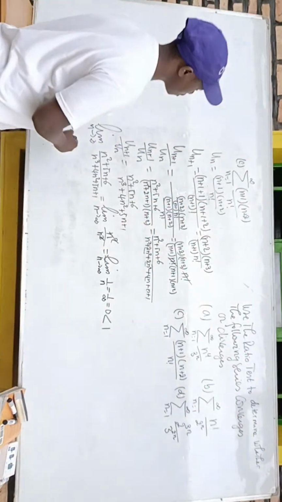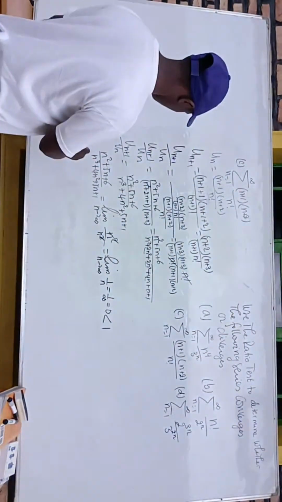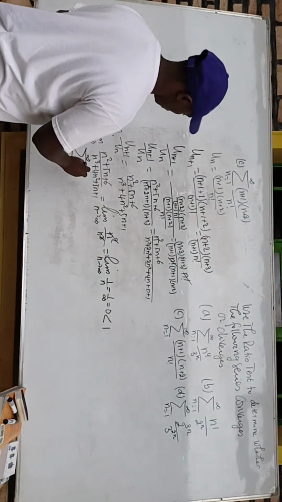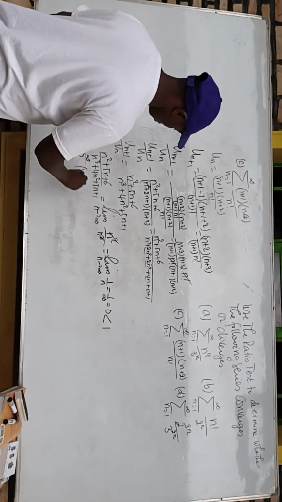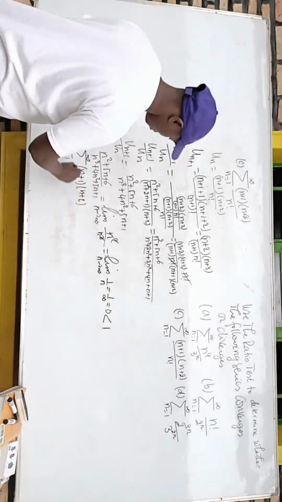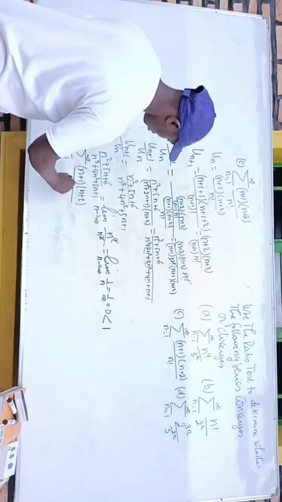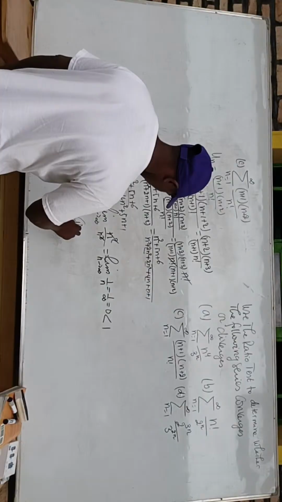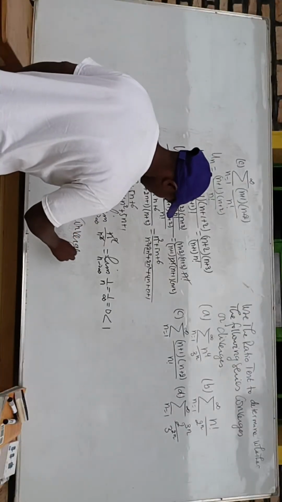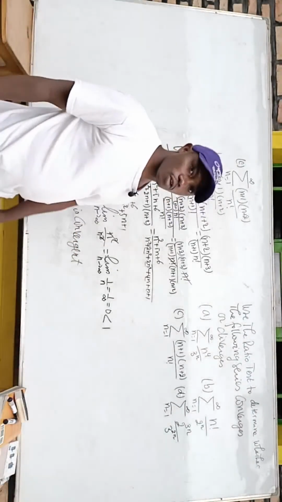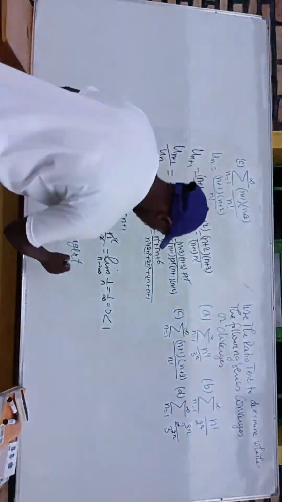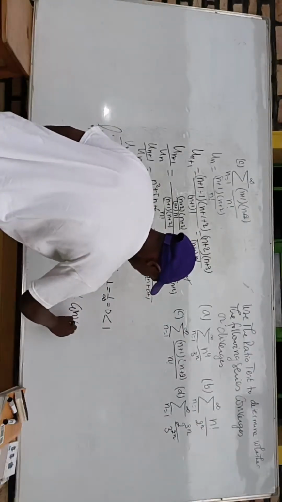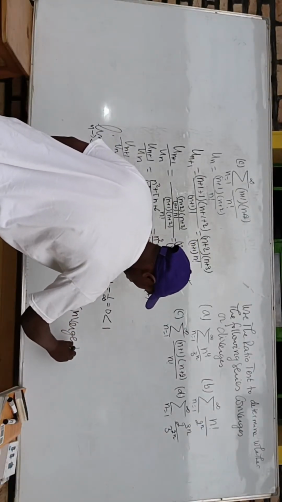Since the limit is less than 1, our given series, the sum of (n plus 1)(n plus 2) over the factorial of n, is convergent.